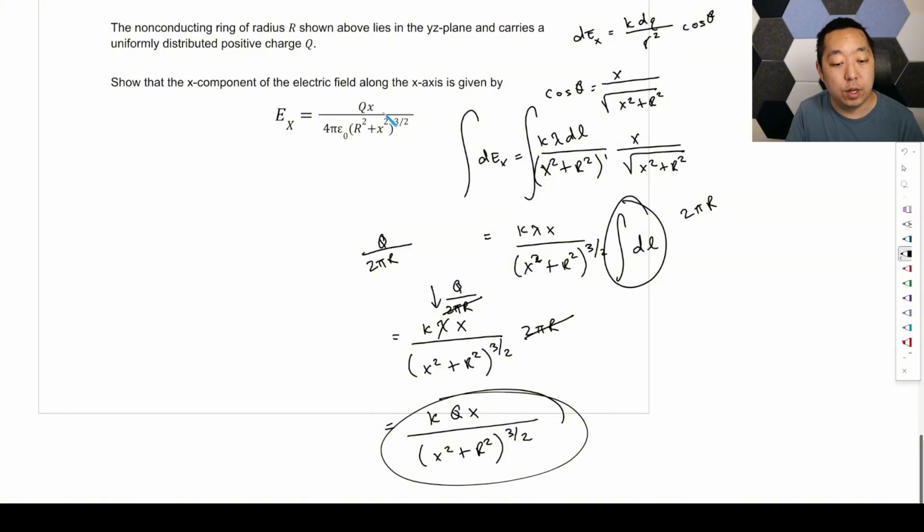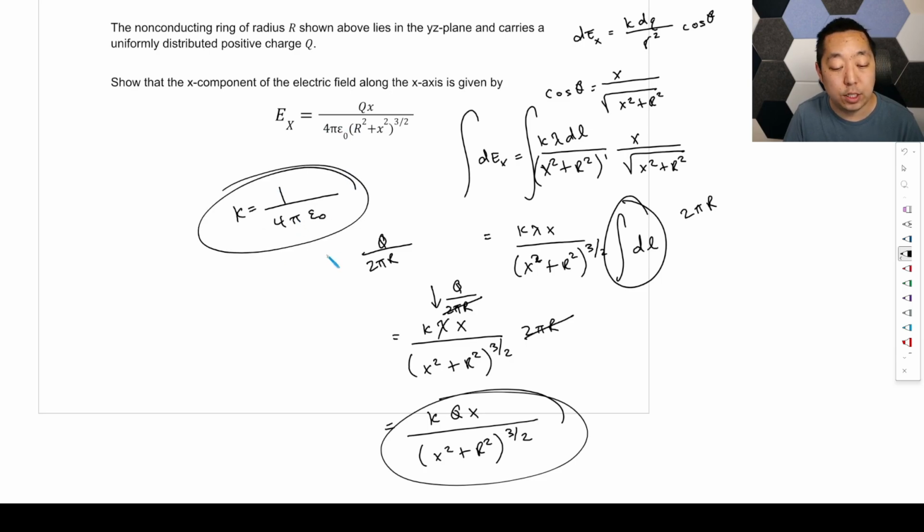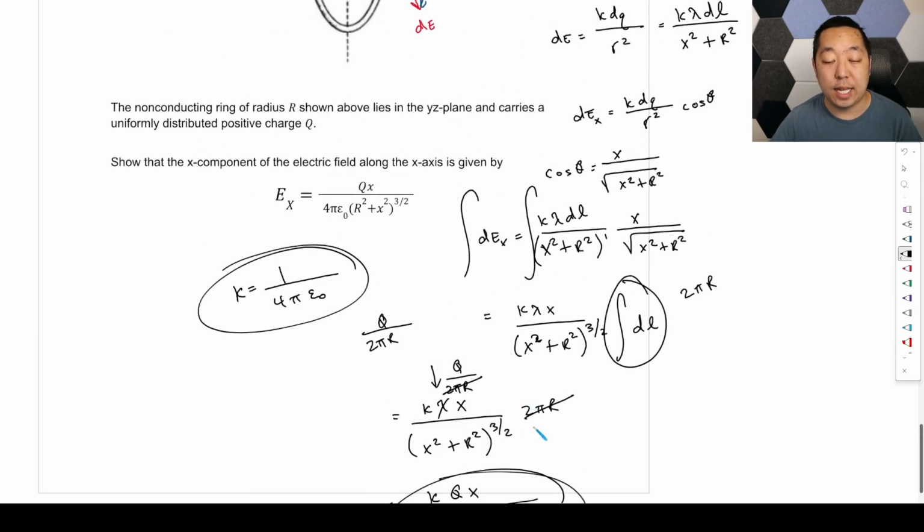Remember, k is 1 over 4 pi epsilon naught. That's the relationship there, but we get the same thing. So that's how we do it. A little bit tricky, but you want to practice that kind of setup, chopping it up into pieces and finding expressions for them. That's the challenging part of using calculus in physics.